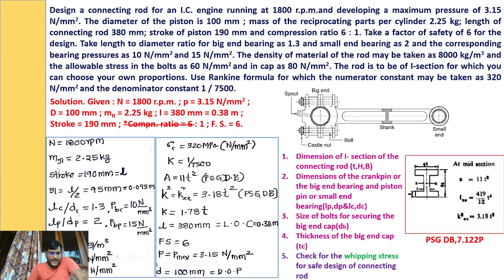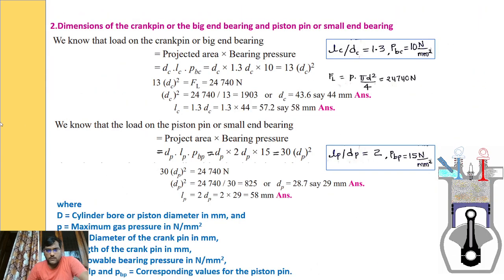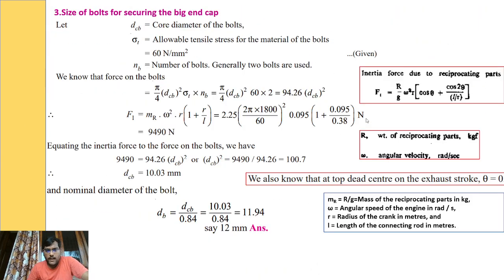So from that you have to take the crank radius. This is L by 2. So 190 by 2, 95 mm. You have to convert it into meters. So like this, you have to find the R value. That is R is 0.095 meters. So 1 plus R by L, L of 0.938 meters. So this is the F5 value.